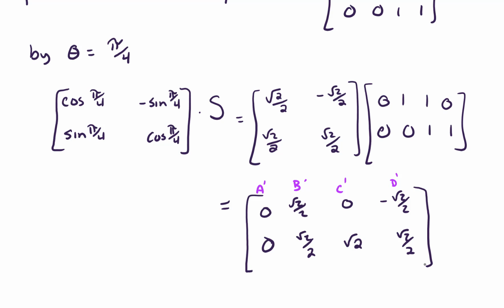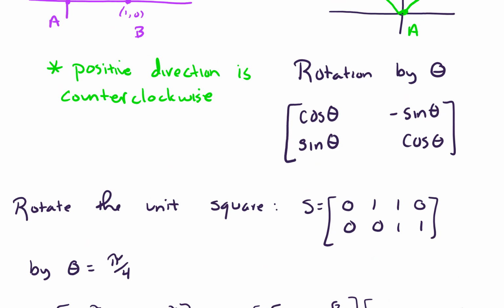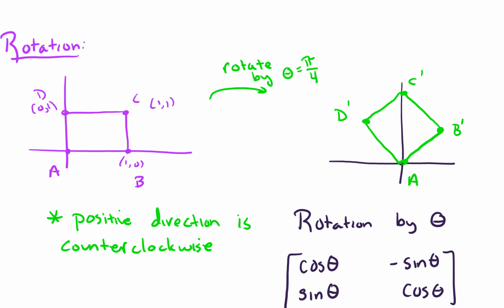Let's go back to our picture here. So in this picture, B prime is at root 2 over 2, root 2 over 2. C is 0, root 2. D is at negative root 2 over 2, up root 2 over 2. And A prime was still at 0, 0.